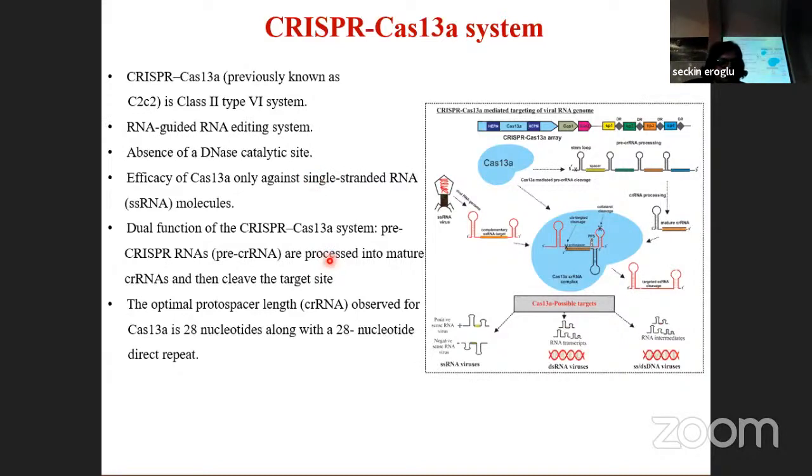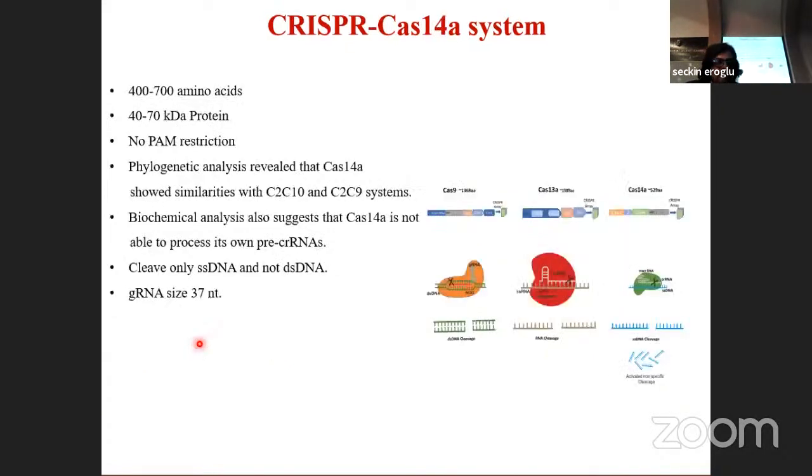It has dual function of CRISPR-Cas13a system. Pre-CRISPR RNAs are processed into the mature CRISPR RNA, which is produced by itself. The size of its guide RNA is around 28 nucleotides.